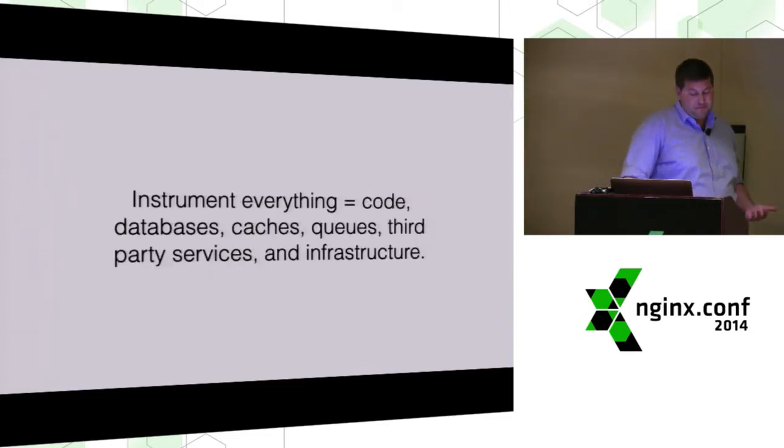But how do you do that? So you need to instrument everything. I think NGINX is pretty easy to monitor, but instrument your code, your databases, caches, queues, third-party services, and all of your infrastructure. Easier said than done. It's very easy to just measure if the website is available.